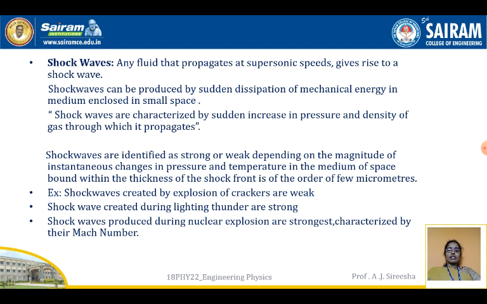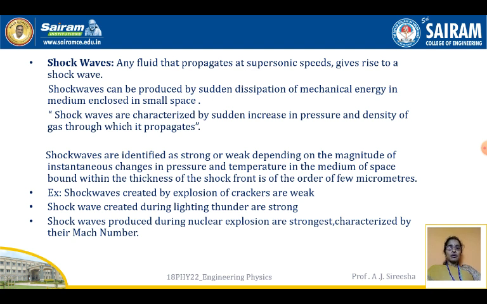Next, we start with the shock waves. Shock waves are not electric shock waves, what you think or imagine. A shock wave is different from an electric shock or whatever shock you are able to imagine. Any fluid that propagates at supersonic speeds gives rise to a shock wave. That is a fluid which is moving at very high speed, that is, the speed of the fluid should be greater than the speed of sound. So such a fluid can propagate shock waves.